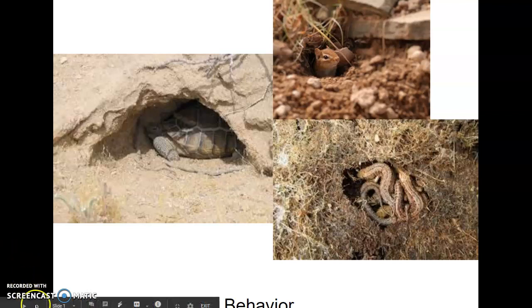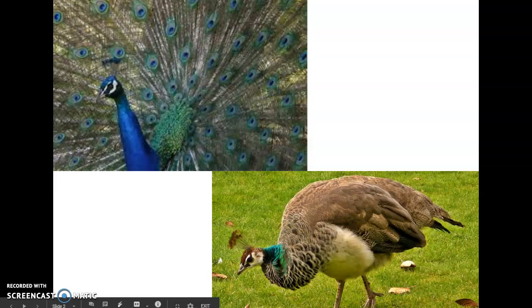Let's take a look at some more animals right here. So here we have the peacock. Which one's the male and which one's the female? And how do you know? Why would having these decorative feathers help animals survive?